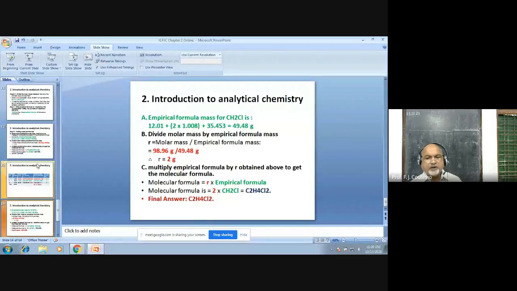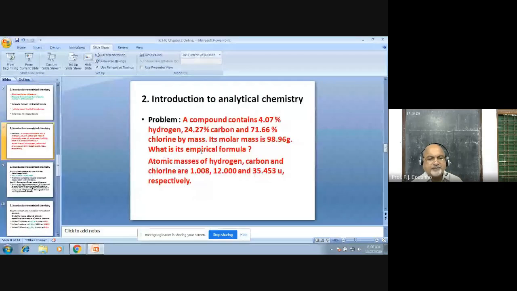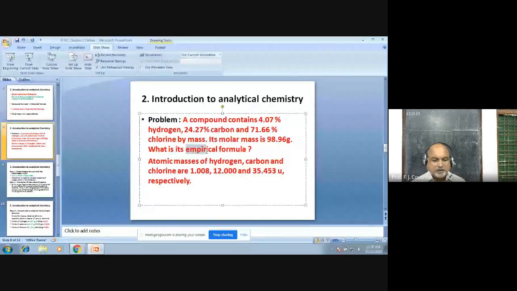Now, the value of R is 2. In the problem, there is a little mistake. They have asked for the empirical formula, but it is not the empirical formula. It is the molecular formula. You are calculating the molecular formula.